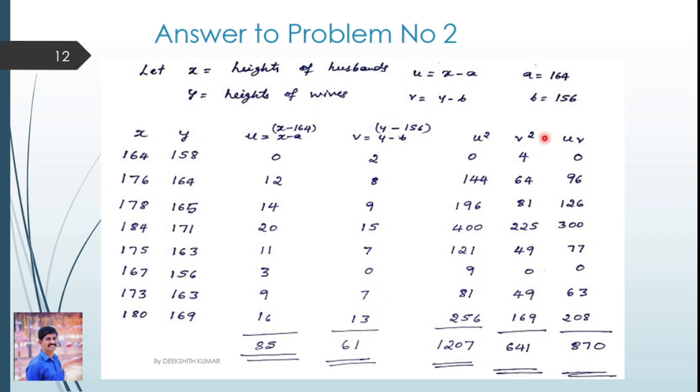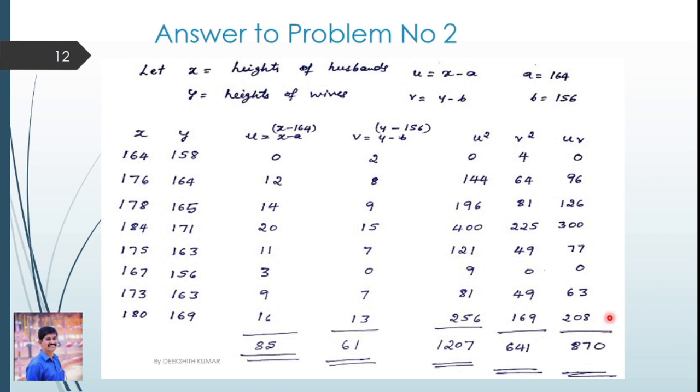U square and V square are done. Finally, we are going to do UV, that is U into V. 0 into 2 is equal to 0. 12 into 8 is equal to 96. 14 into 9 is equal to 126. 20 into 15 is equal to 300. 11 into 7 is equal to 77. 3 into 0 is equal to 0. 9 into 7 is equal to 63. 16 into 13 is equal to 208.